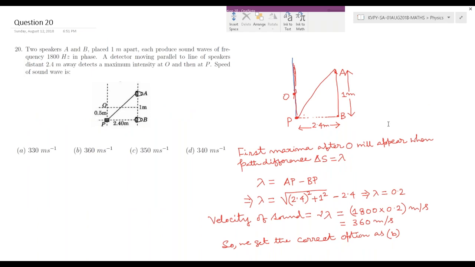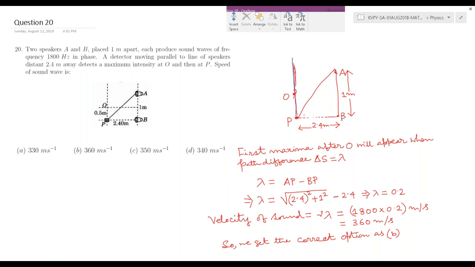See, the point is that if you look into this question, the intensity of a sound actually comes over a period of time. I do not know whether you have experienced this practically: whenever some music is coming from very far and there are multiple sources, you will see a peak of that voice once, and after some time the peak of the voice comes again. Now the detector in this case is moving parallel to the OP line, and the distance between the two speakers A and B is 2.4 meter.